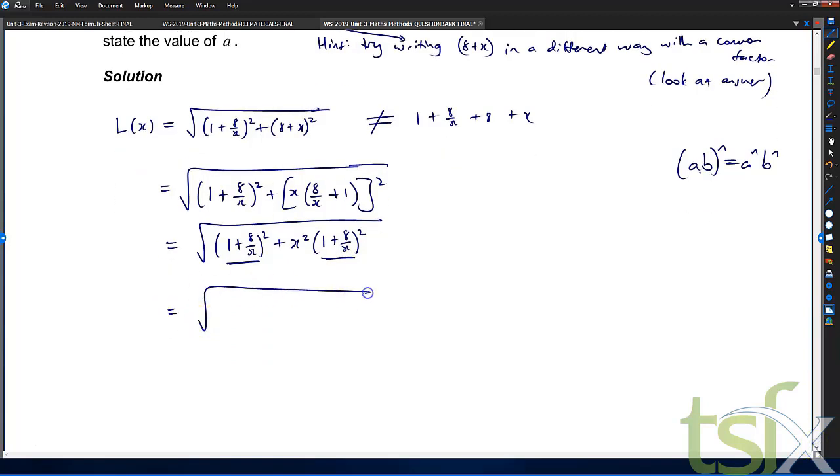I know it's a lot of steps. This will be worth a few marks. So 1 plus 8 on x all squared is a common factor. What goes in the bracket? Well, it's that old thing of factorising: the common factor times what gets you back here. Well, that's exactly the same as that, so that must be a 1. And 1 plus 8 on x squared times what gets me back to this second term? I need an x squared. So now I've got a product.